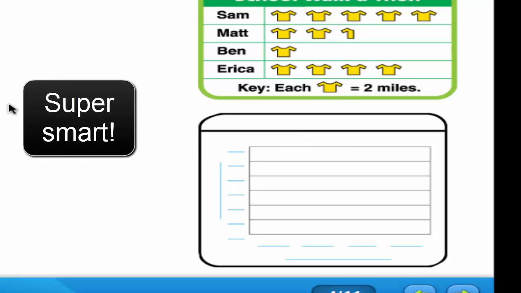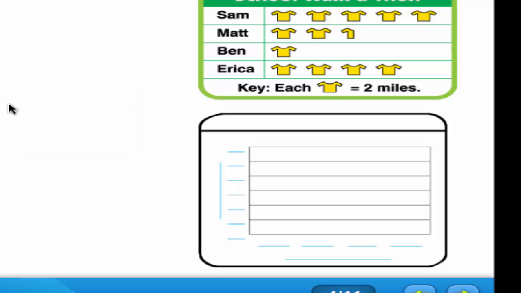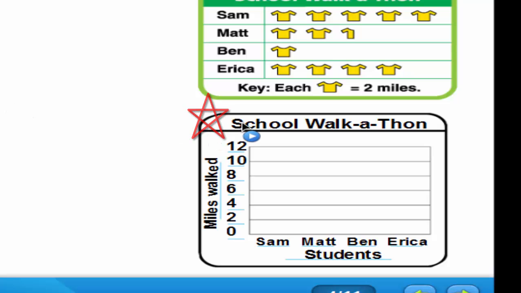What's the very first thing that we need to do before we put a scale and our numbers on our bar graph, boys and girls? That's right, we put our title. Here we have the title of our bar graph, School Walkathon. Here we put the miles walked. We said we started at 0 on that very first line, and we are going by 2s up to 12. Underneath our bar graph, we put the label of students, and then we labeled each student, Sam, Matt, Ben, and Erica.